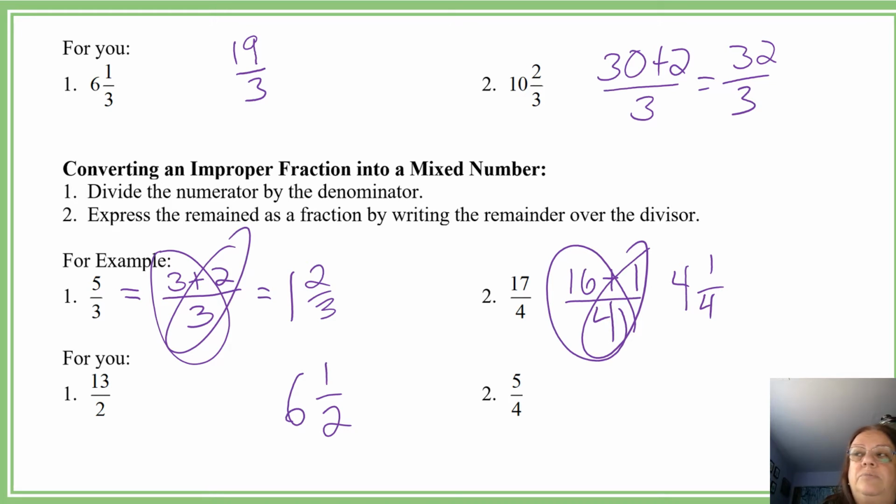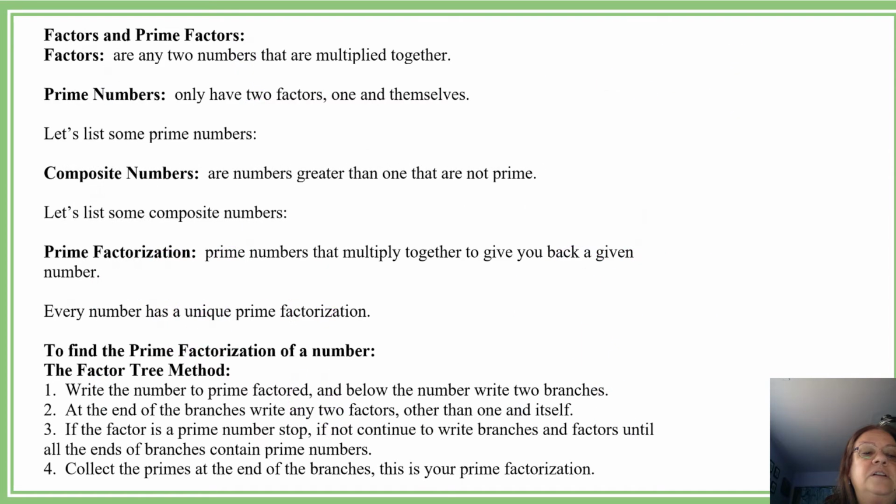5 over 4. There's only one 4 inside of a 5. So it's going to be 1 1/4. Now you're getting the hang of it. Not too bad. All right, factors and prime factors.